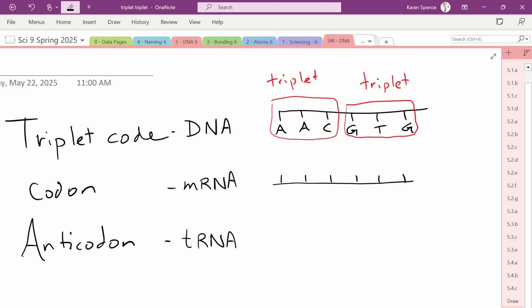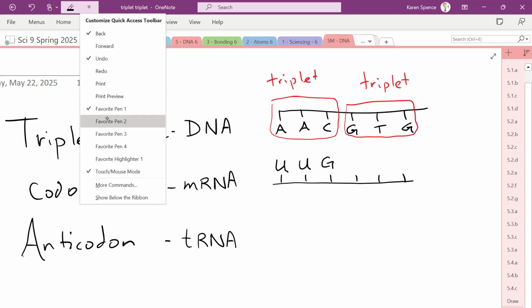You guys know. Don't be shy. What does A go with? A goes with U because it is mRNA, okay? It goes with T if it were DNA, but it goes with U because it is RNA. And then what comes next? U. And then G. That is codon number 1.